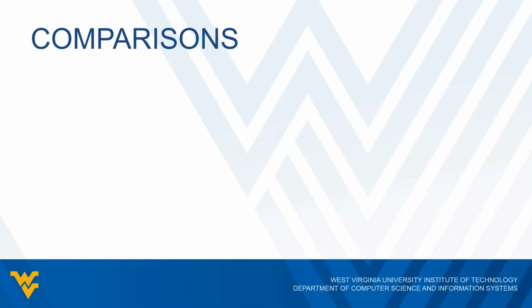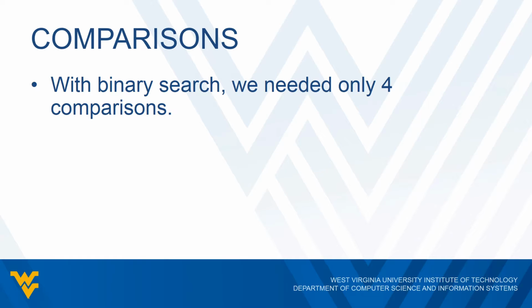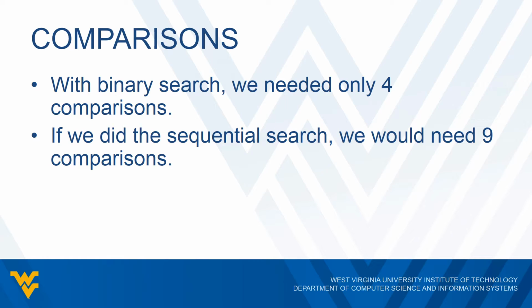In our last example with binary search, we only needed 4 comparisons. Now, let's say we use the sequential search approach. We would have needed 9 comparisons to check all the elements of the array. Or technically, if you had searched from the other direction, if you thought your value was high enough, maybe you would need fewer comparisons. But if we use our standard sequential search approach, we would need 9 comparisons.